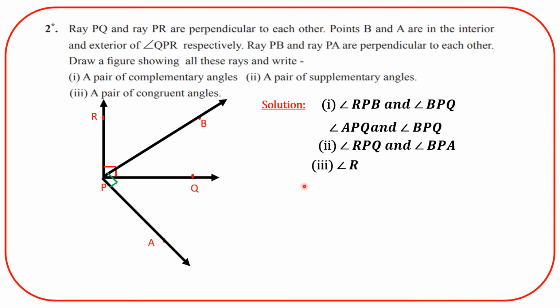Third one, congruent angles: angle RPQ and angle BPA, because each angle is 90 degrees, therefore they are congruent.